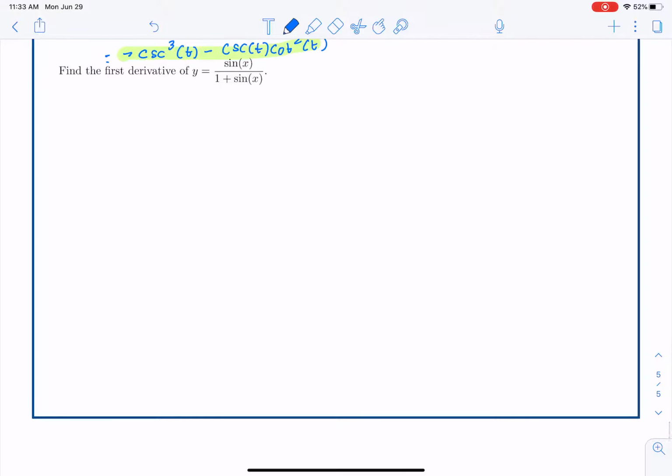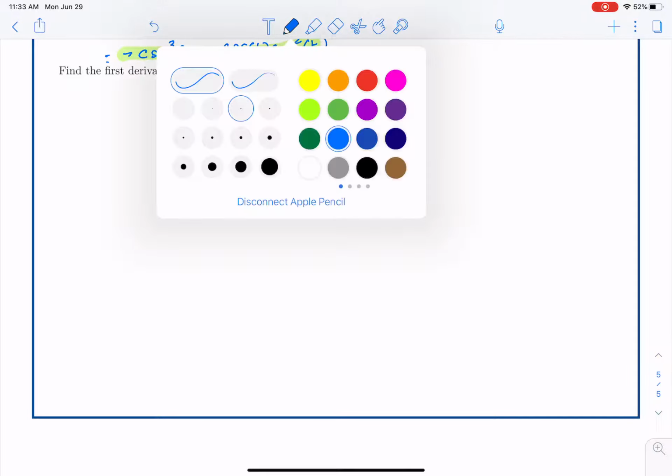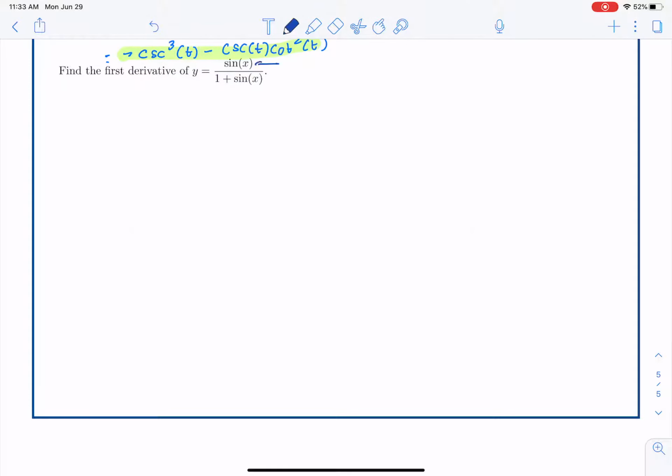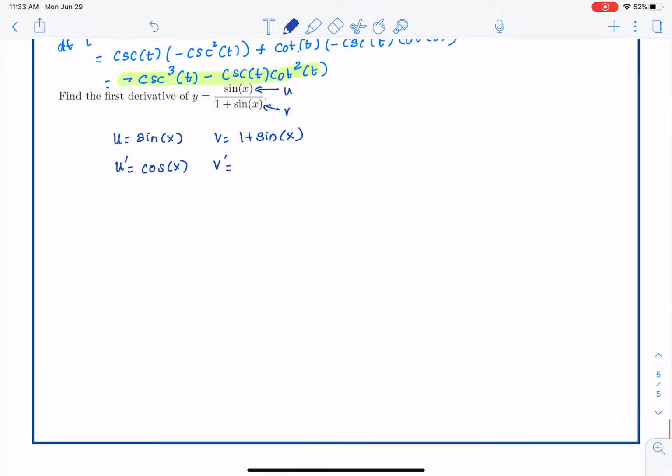So here we have a function where we want to find the first derivative. We have to use quotient rule because the numerator has sine x. So we call it u. Denominator has 1 plus sine x. So we have v. So u is sine x. V is 1 plus sine x. U prime is cosine x. V prime, the derivative of 1 is 0, and the derivative of sine x is cosine x.